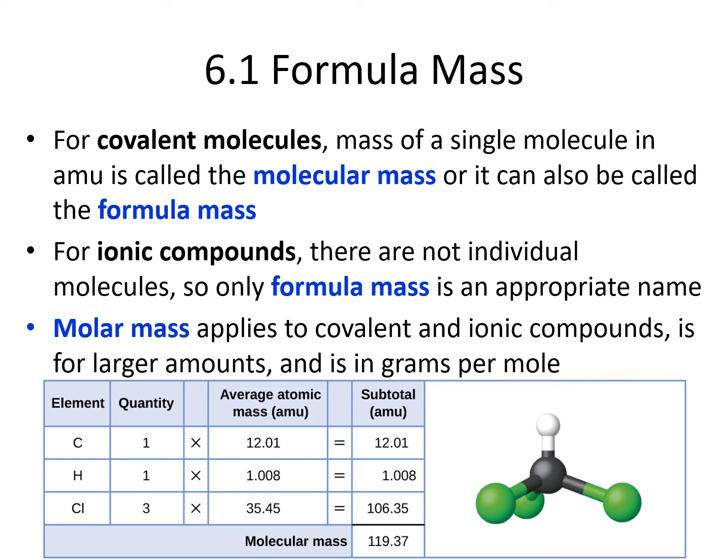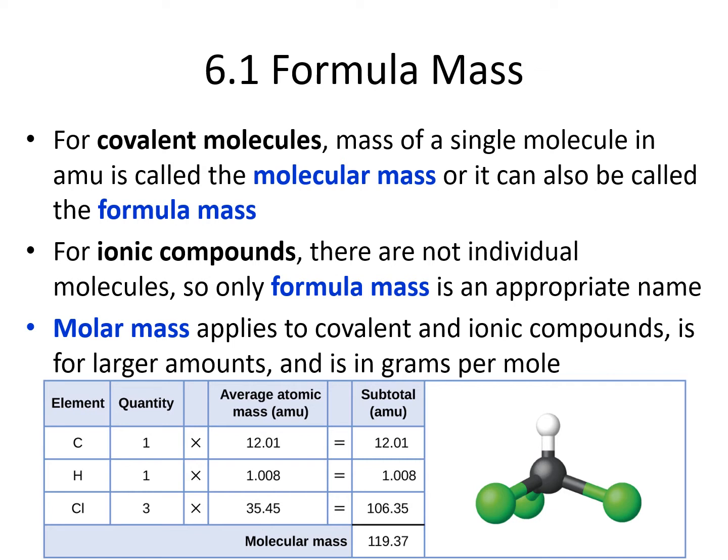For ionic compounds, there are no individual molecules, so the term molecular mass would be inappropriate. Instead, we would use the term formula mass, which would be based on the chemical formula of the ionic compound. If we want to use a larger scale, we can use the term molar mass, and the units on that would be grams per mole.